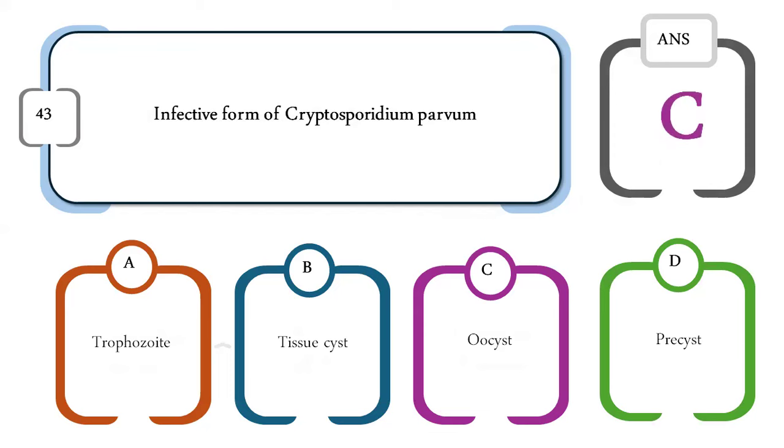How do humans get the infection? They get the infection by ingestion of food and water contaminated with feces which contain the oocyst. The oocyst is of two types, thick-walled oocyst and thin-walled oocyst. The thin-walled oocyst causes auto-infection, and the thick-walled oocyst causes infection in a new host.